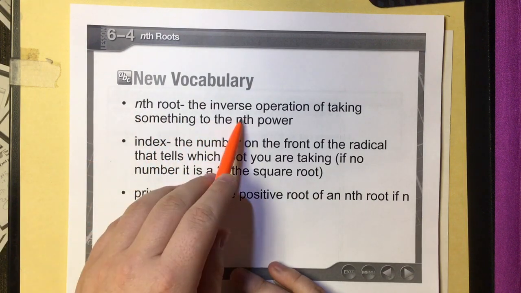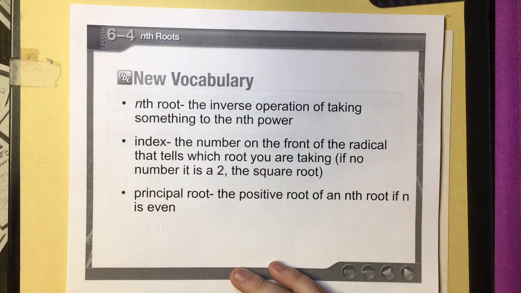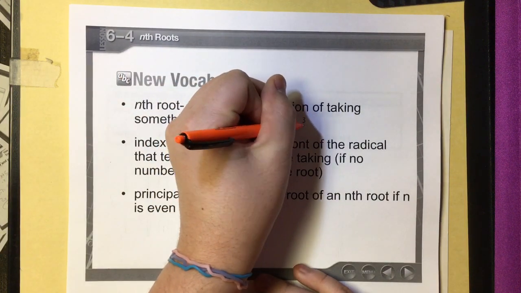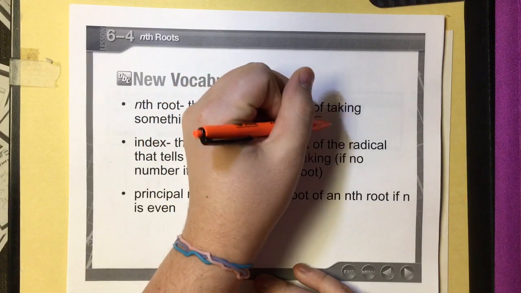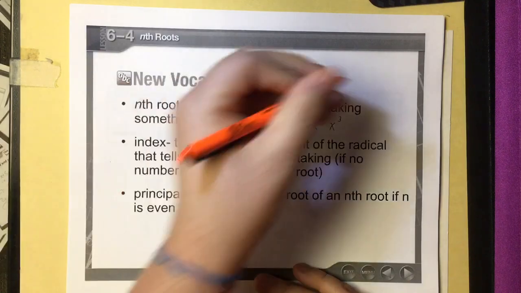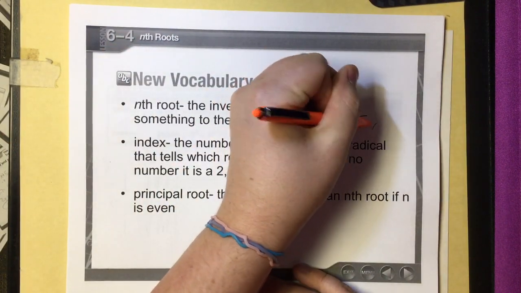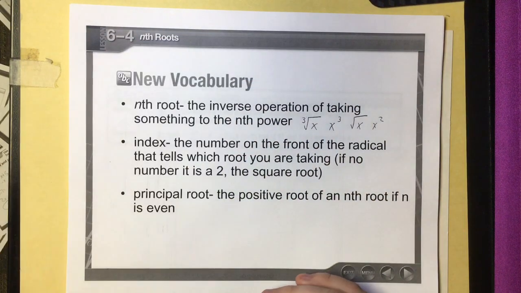So an nth root is the inverse operation, or the operation that undoes taking something to the nth power. So like the third root undoes taking something to the third power. The square root undoes taking something to the second power. Those would undo each other.